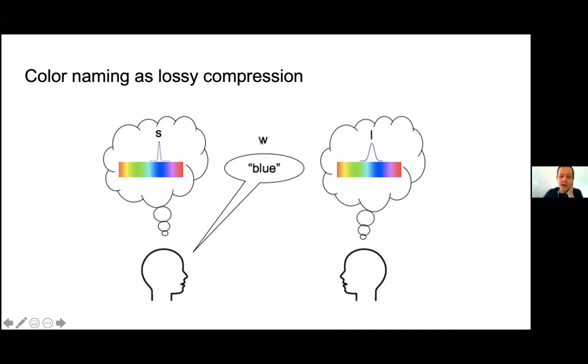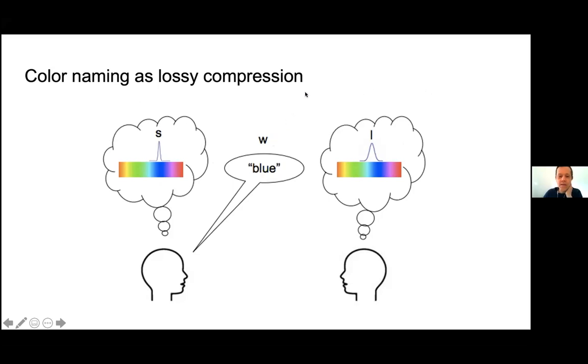Now a speaker generates signal word W to convey this distribution that she has in her head. And then the listener receives this word and tries to reconstruct the speaker's distribution S. And so this is what the listener does. And you can see that the distribution is a bit broader and a bit fatter, and the listener is assigning some probability, for example, to the idea that it's a lighter blue than the blue that the speaker actually saw.